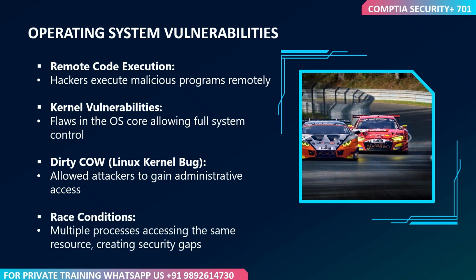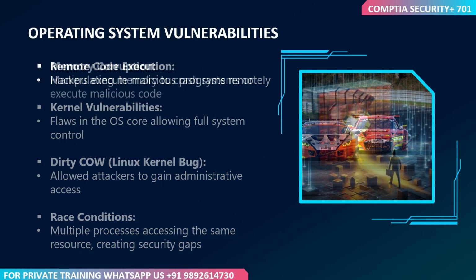Another common operating system vulnerability is a race condition. This occurs when multiple processes try to access and modify the same resource at the same time, leading to unpredictable behavior. Hackers can take advantage of race conditions to gain unauthorized access or crash a system. Imagine two employees trying to edit the same document at the same time, causing the file to become corrupted. In operating systems, similar conflicts can lead to security loopholes.